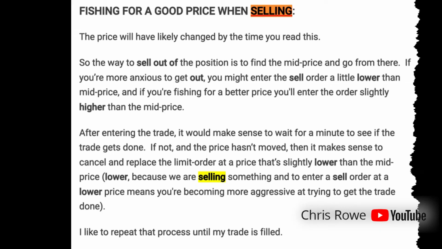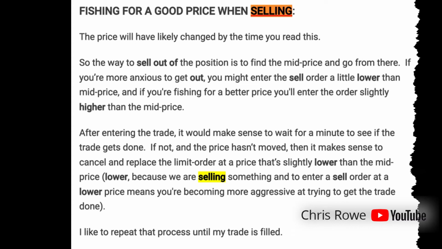So when fishing for a good price when selling, the price changes, obviously. When you're fishing for a good price when selling, the way to sell a position is to find the mid price, again, between the bid and ask, and go from there. So if you're more anxious to get out, you might enter the sell order a little bit lower than the mid price between the bid and ask. And if you're fishing for a better price, you'll enter the order slightly higher than the mid price.